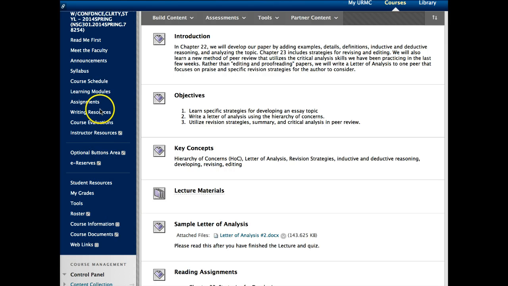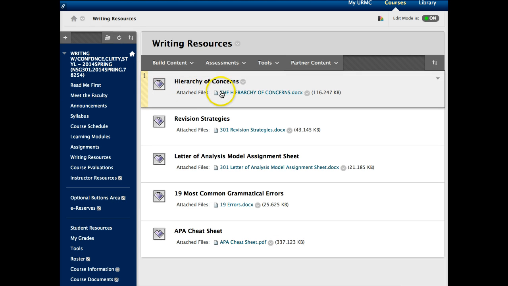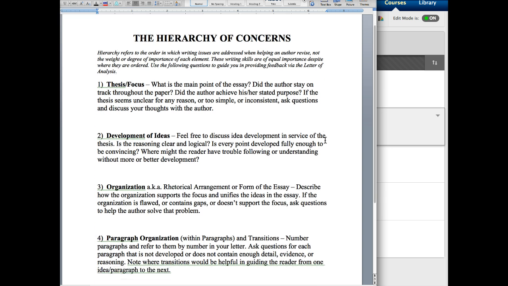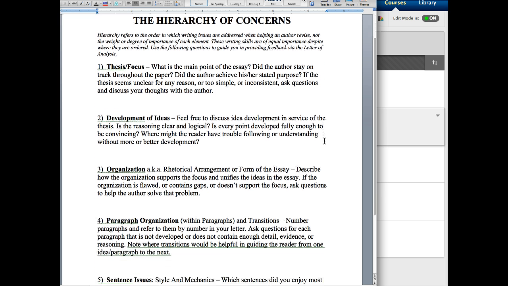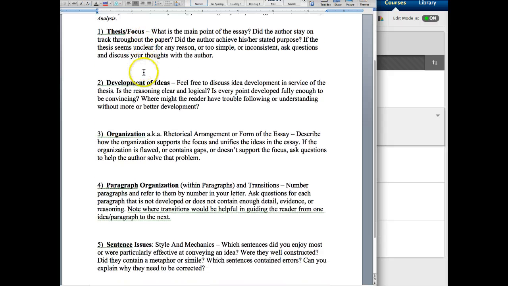And if you go over to the tab here in Blackboard that says Writing Resources and you click on it, you will find, first of all, the hierarchy of concerns, and that looks like this. The hierarchy of concerns basically is going to give us an order in which we're going to address certain writing issues. And the lecture for this week focuses on the hierarchy of concerns and how to do a letter of analysis.